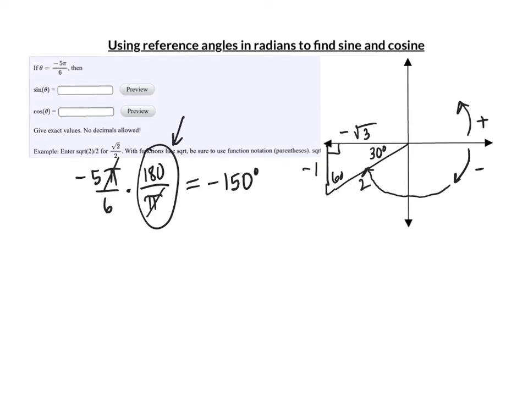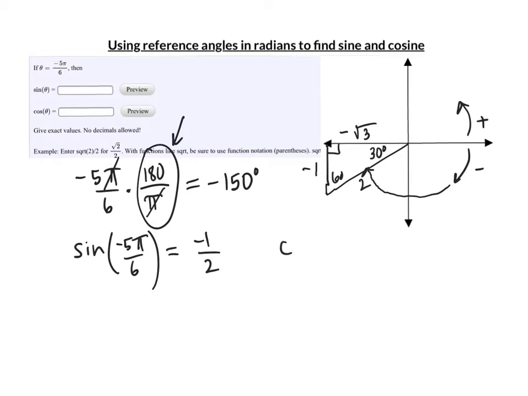So we're going to find the sine and cosine now. The sine of negative 150 degrees, which is negative 5 pi over 6. If you were to punch that in the calculator, you have to put it in radian mode. It's the same thing as the sine of negative 150 degrees. And sine is opposite over hypotenuse. So opposite our reference angle is negative 1. And the hypotenuse is 2.